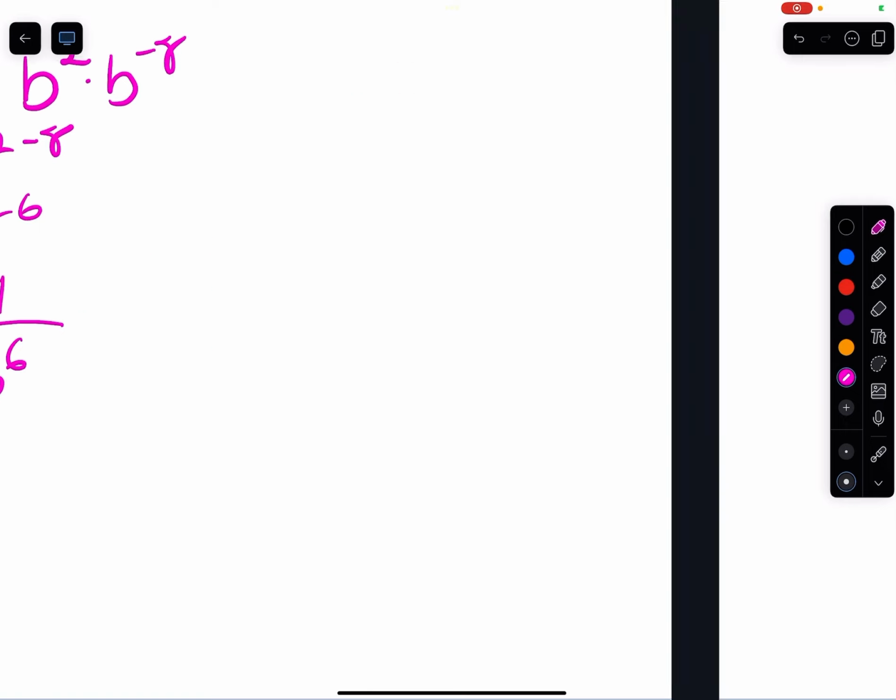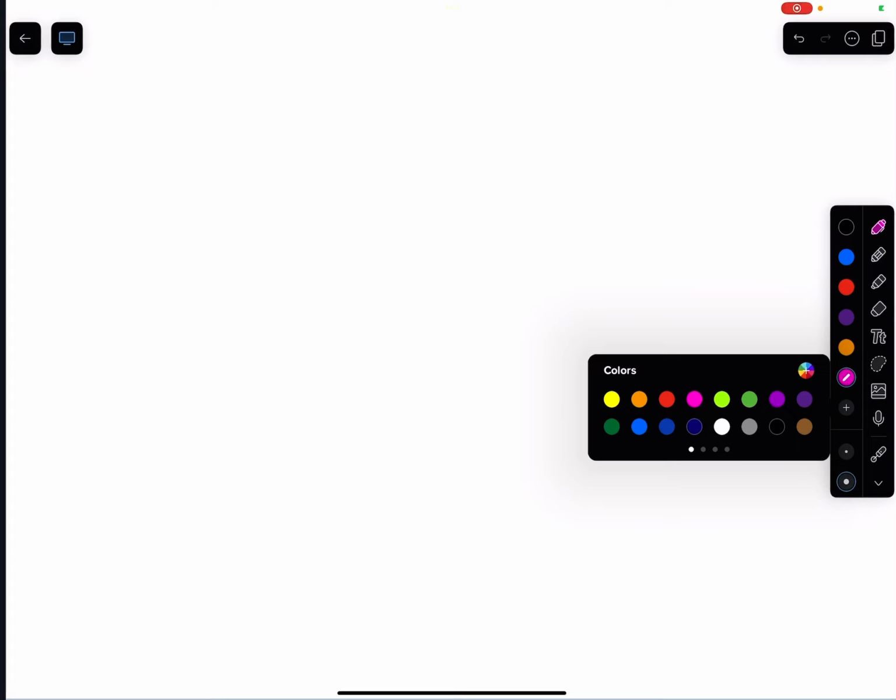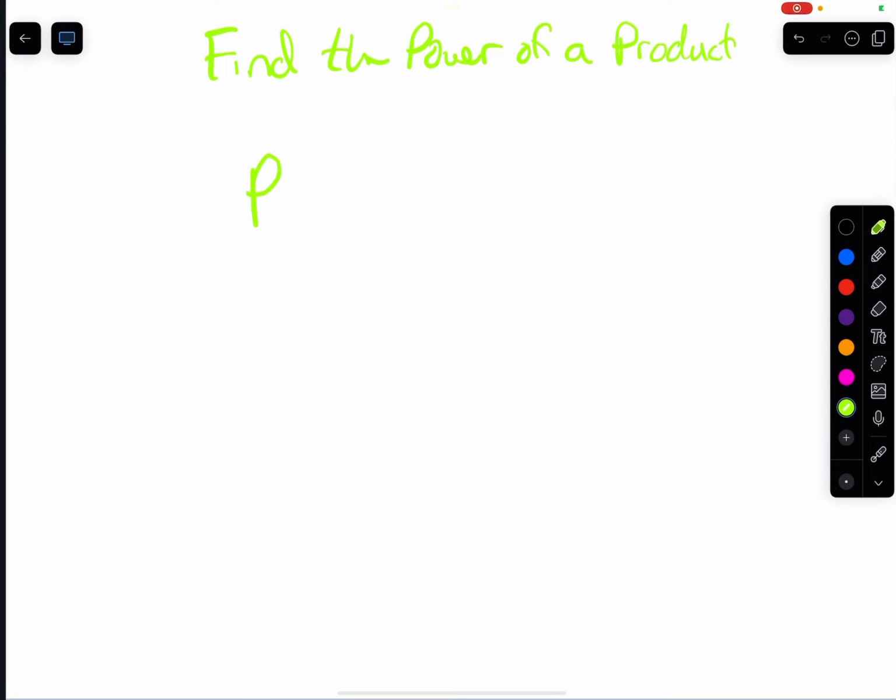Let's move on now and consider how we find the power of a product. If we want to simplify the power of a product of two exponential expressions, we can use the power of a product rule of exponents to break up the power of a product of factors into the product of the powers of the factors. Let's consider pq to the 3rd power.